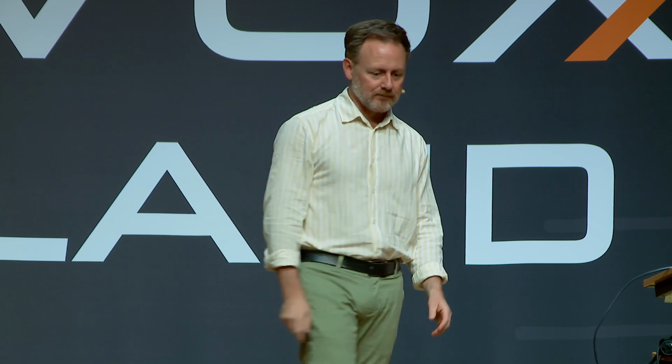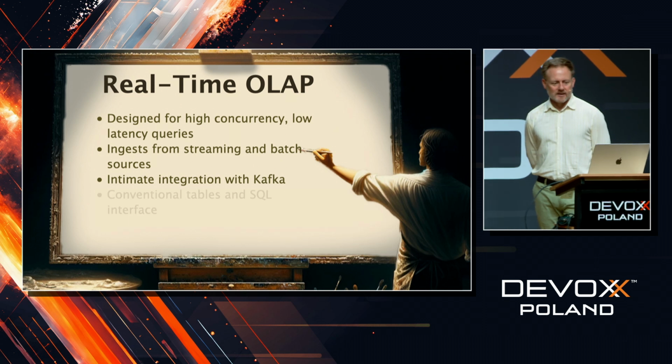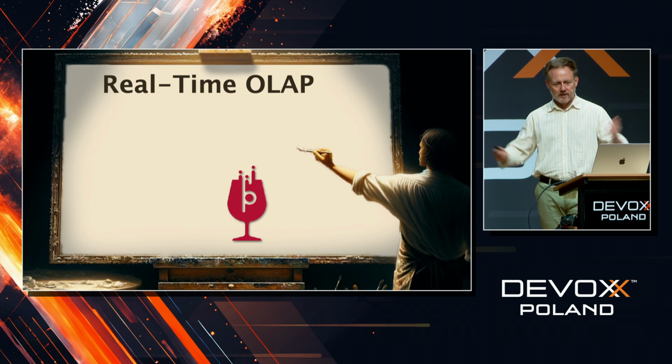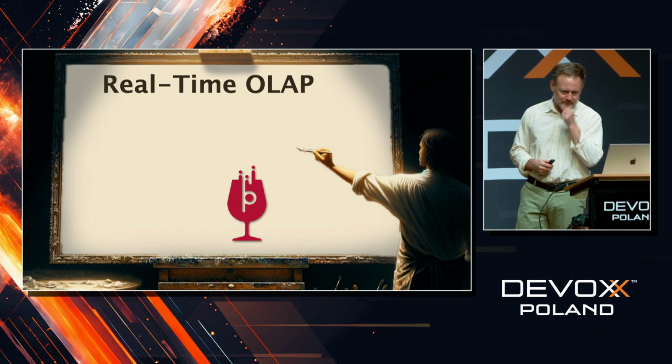So these are designed for that stuff: high concurrency, low latency. They typically ingest from batch and streaming sources, but they don't make a lot of sense without streaming. Being in a streaming world, you want them to be integrated very tightly with your streaming source, and the one I'm thinking about is Apache Pinot. I've spent a couple of years working closely with that.